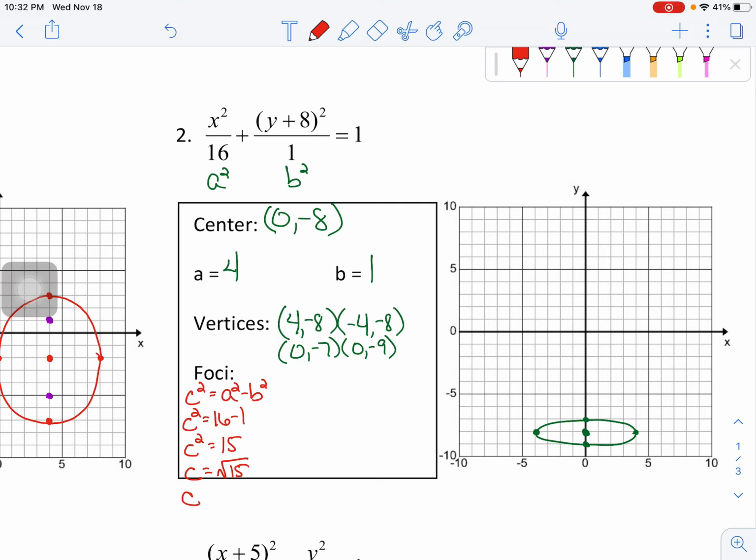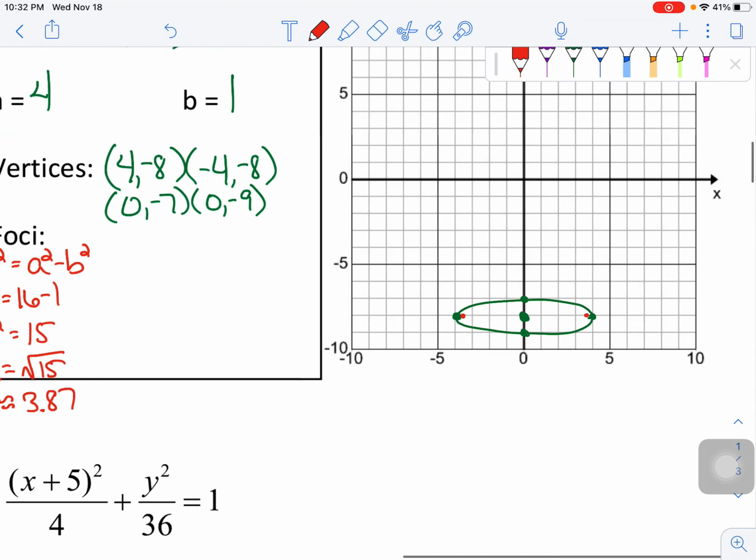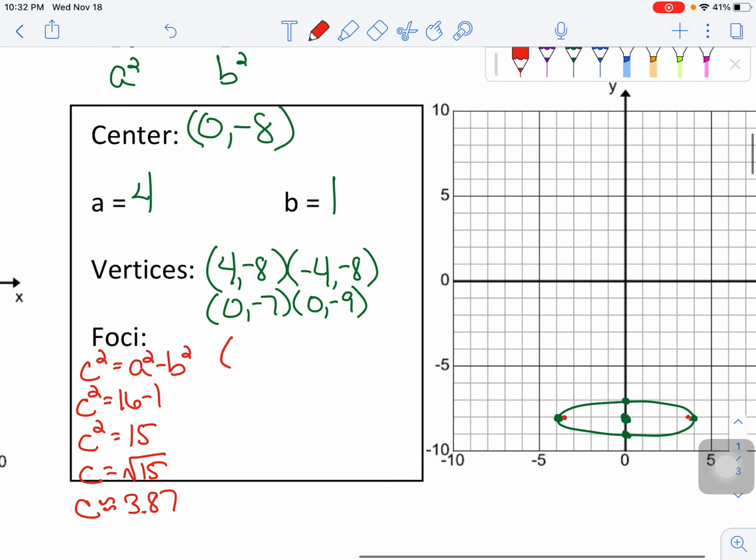All right. Now, I don't know about you guys, but trying to figure out how to count root 15 isn't going to really work in my brain. So c is approximately equal to 3.87. Now I'm going to really zoom in on this picture, and I need to count to the left and right 3.87. So 1, 2, 3, almost all the way to that vertex, right? The farthest right. And I'm going to do the same thing. 1, 2, 3, almost all the way to the far left. Okay. So yeah, we got to figure out where those little red points are.